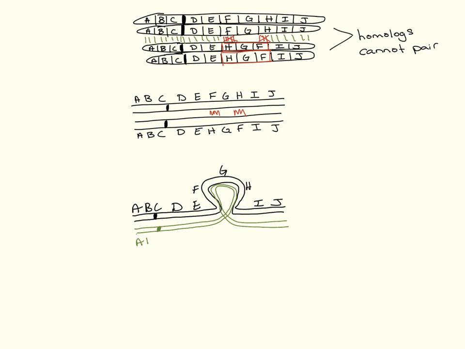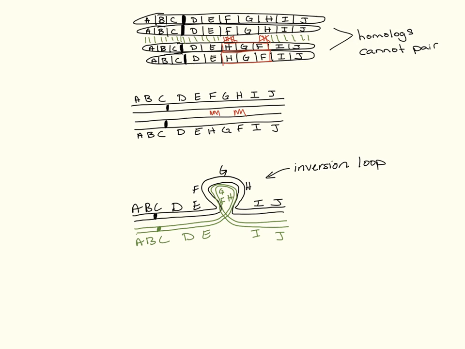So if we have A, B, C, D, E, and now see where the twisted region is, we have H, G, and F, I, and J. So the inverted segments, now because it's twisted, line up with the correct segments from the first chromosomes. Now our homologous chromosomes can pair.